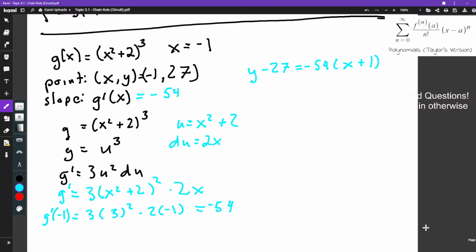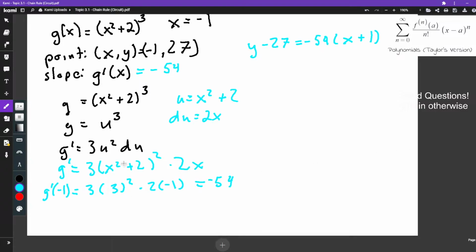What about horizontal slopes? Okay, so if I ask the question, now what are the horizontal slopes for this same equation? Okay, so what I gotta do is set this prime thing equal to 0. So I got 2, this whole thing equals 0. So 2x times 3 is 6x times x squared plus 2 squared is equal to 0.